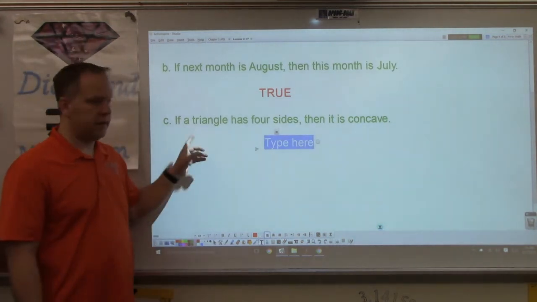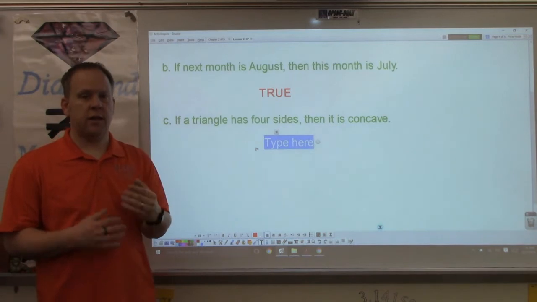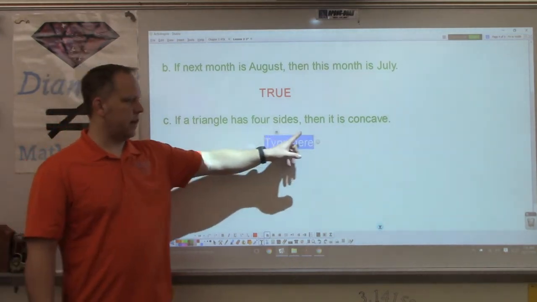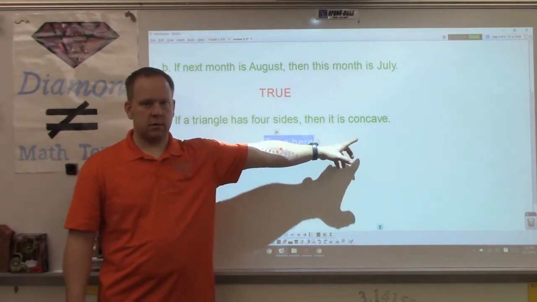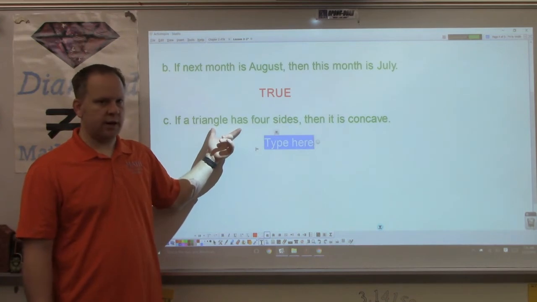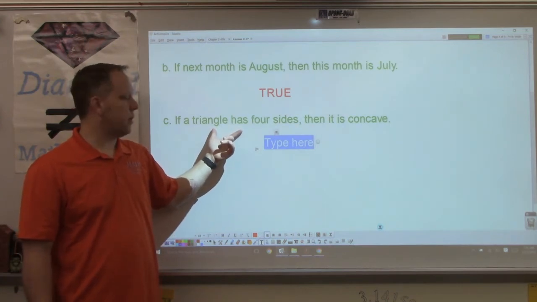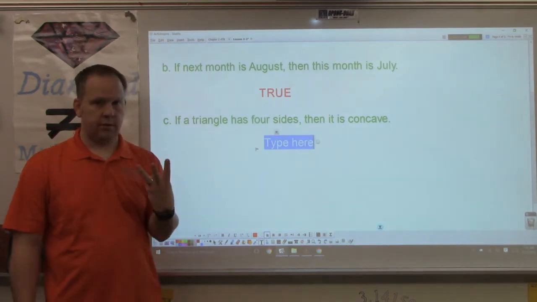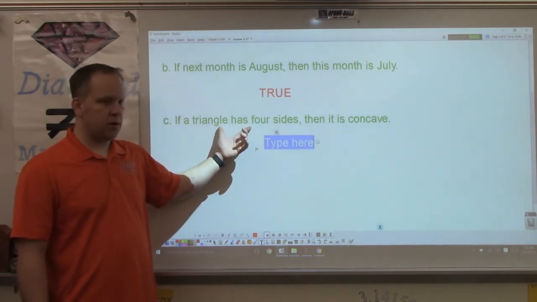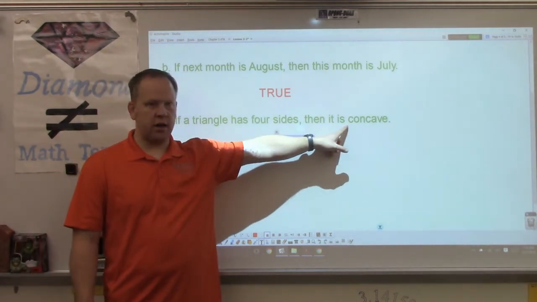Letter C. Now this is the third conditional that gets a little weird. If a triangle has 4 sides, then it is concave. Look at your hypothesis. Triangle has 4 sides. Does a triangle have 4 sides? No. A triangle has how many sides? 3. My hypothesis right now is false. Since this is false, I cannot say whether or not it is concave or convex.